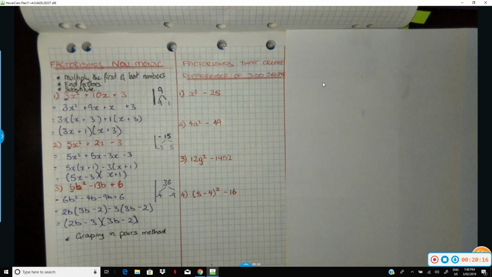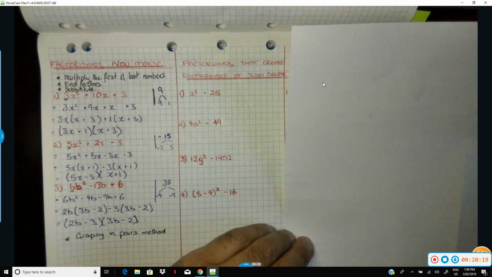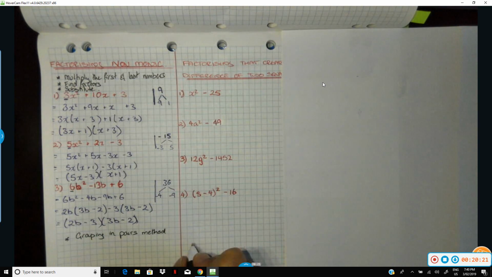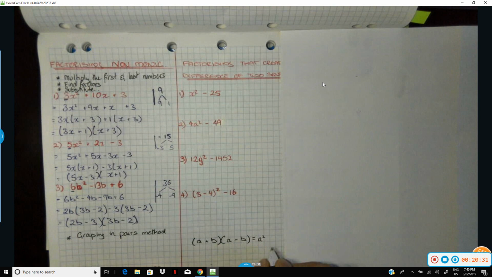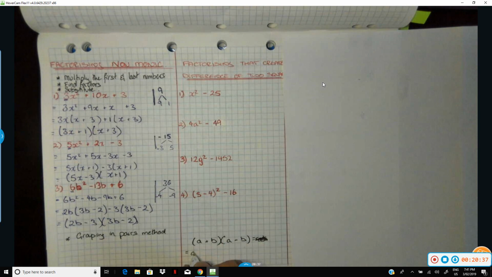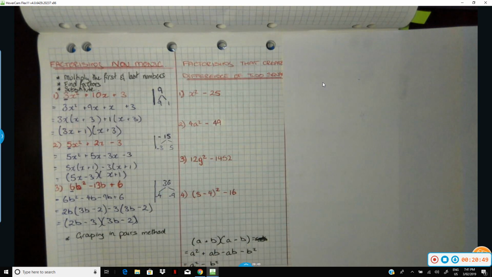But I recall the difference of two squares, I write down here, a plus b multiplied by a minus b will give me a squared plus ab minus ab minus b squared. This cancels each other out, and I get a squared minus b squared. This is called the difference of two squares.